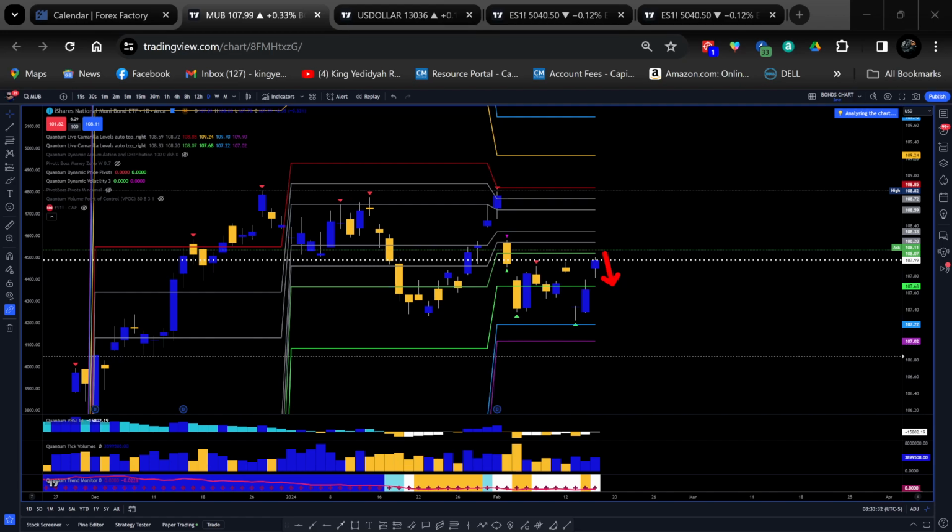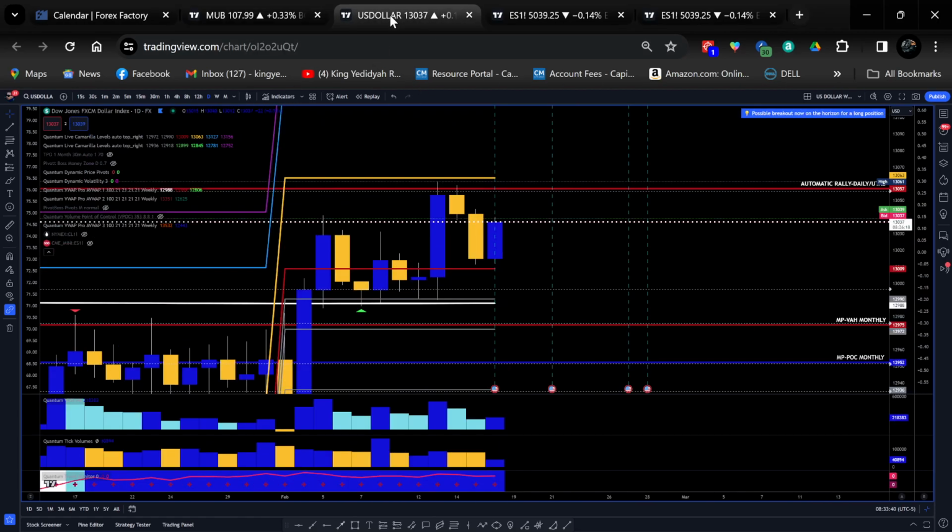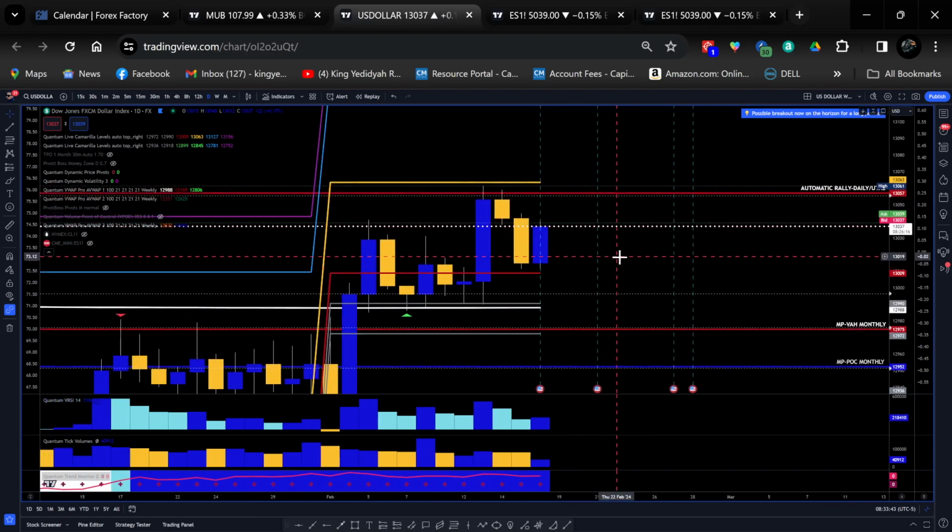Russell absorption buyers. So a little indecision right there in the bond market as to where it wants to go, kind of in congestion. Sweep YM sellers. Sweep NQ sellers. Sweep sellers ES.